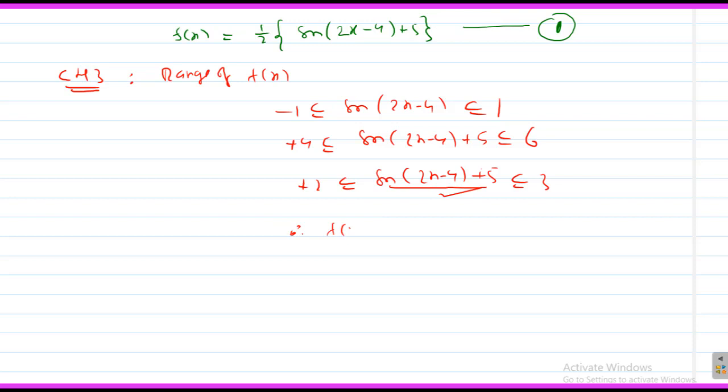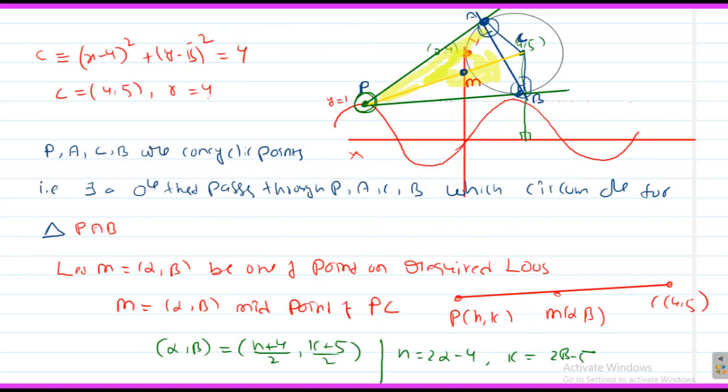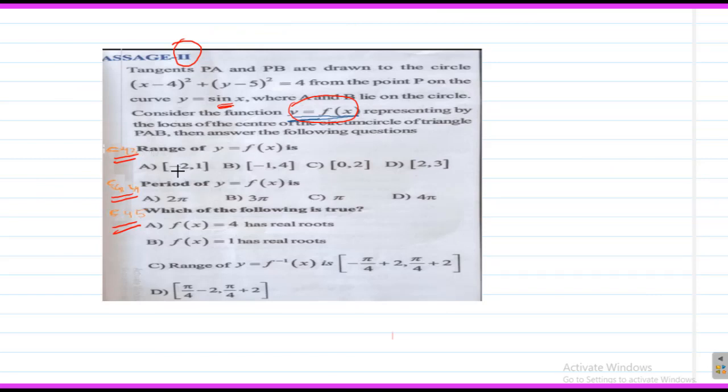What is the meaning of this? f of x belongs to the closed interval 2 to 3. It means the range of the function is the closed interval 2 to 3. So that one I want to write last. Therefore, the range of f of x is equal to closed 2 to 3. Now we need to check the options. Range options: open-closed minus 2 to 1, closed minus 1 to 4, closed 0 to ..., closed 2 to 3. D is the correct answer for C43.